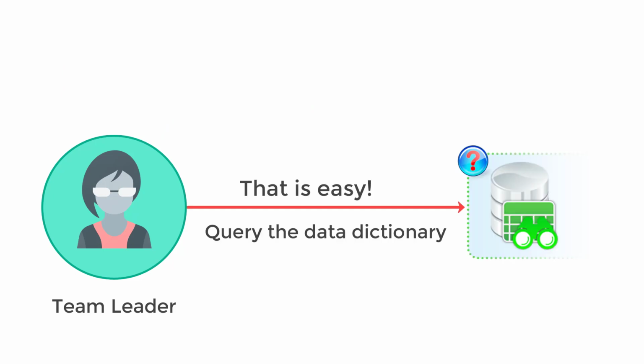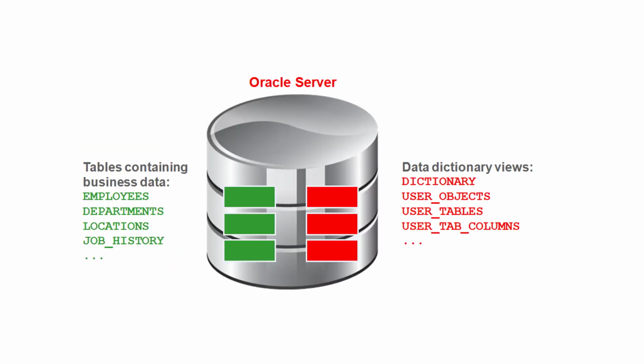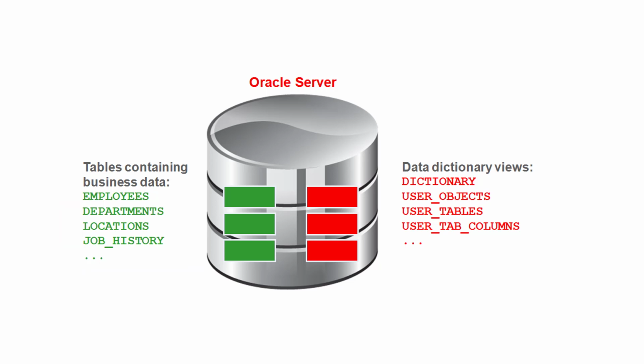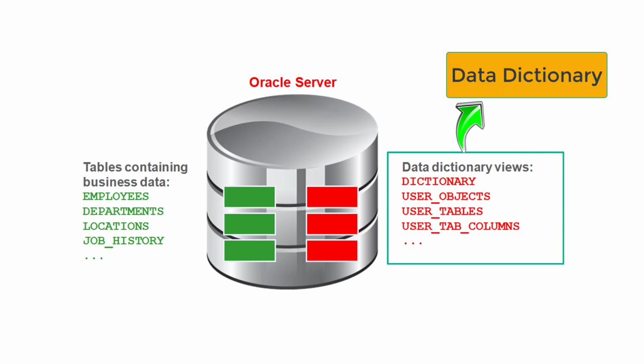The good news is that you need not maintain any other document or table to store such information. All you need to do is query the data dictionary. What is data dictionary? You create tables such as employees to store business data. These tables are called user tables. Along with user tables, there is another collection of tables and views in the Oracle database known as the data dictionary. This collection is created and maintained by the Oracle server and contains information about the database.